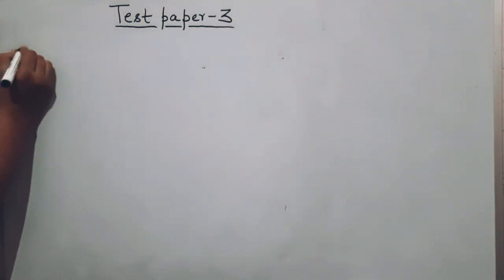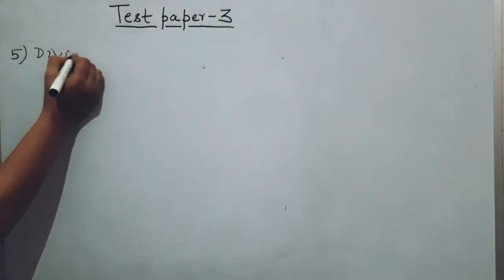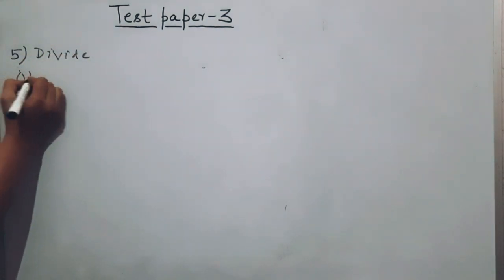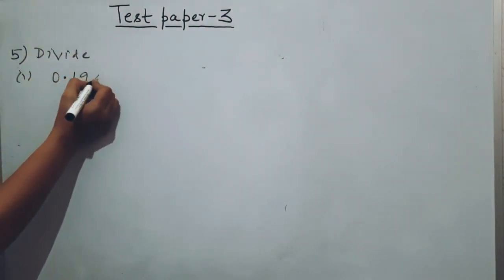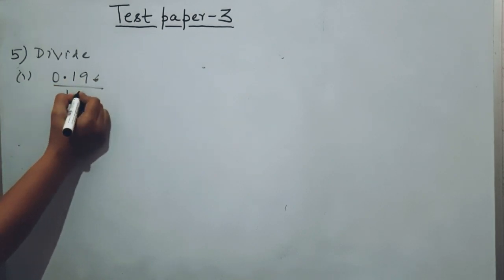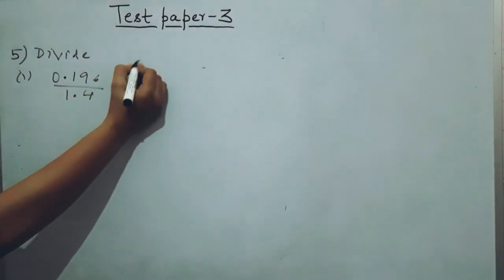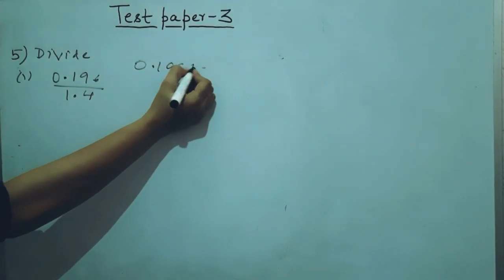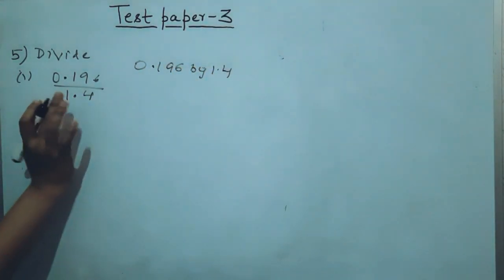Question number 5 is division, and there are 3 options. How many options are there in question number 5? There are 3 options. The first option is to divide 0.196 by 1.4. It was written like this, 0.196 by 1.4. So I am writing it like this.